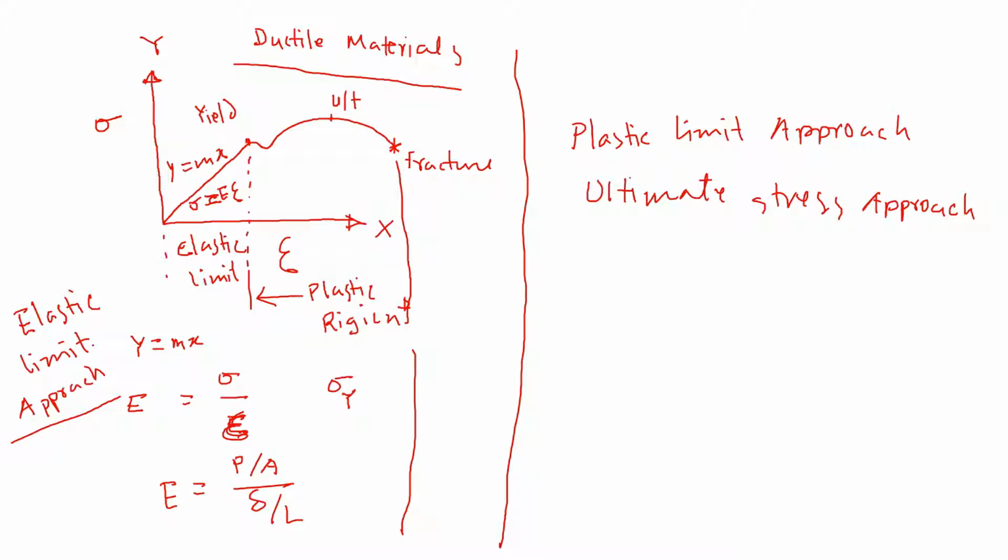However, for the elastic limit approach, or yield strength approach as I would like to call it, the proportional formulas are valid, but for the ultimate strength approach they are not valid.